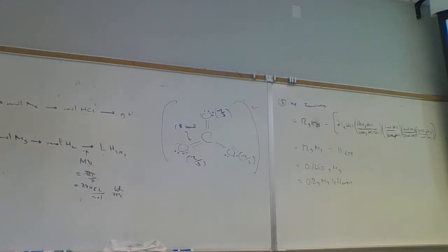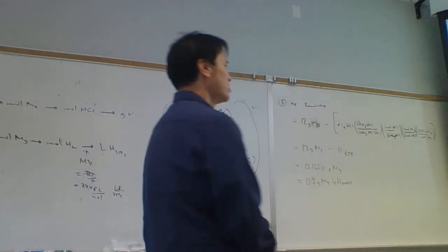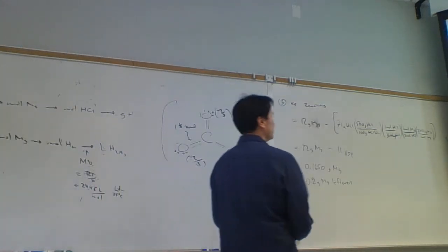All right, question 1. Calculate the number of moles of nitrogen in a 10-liter sample at 19 degrees C in 1 atmosphere.